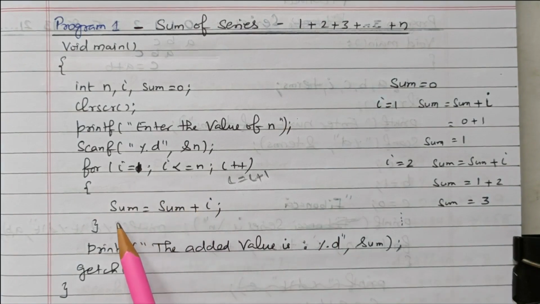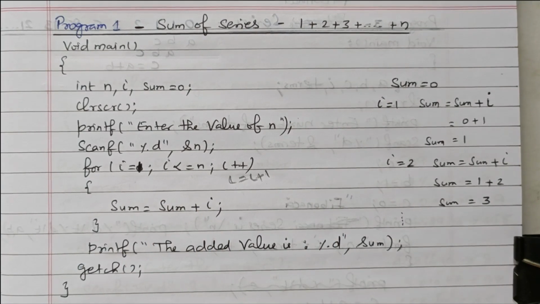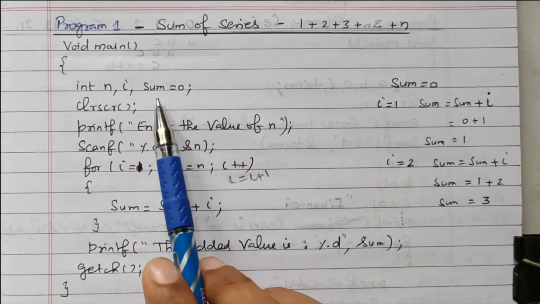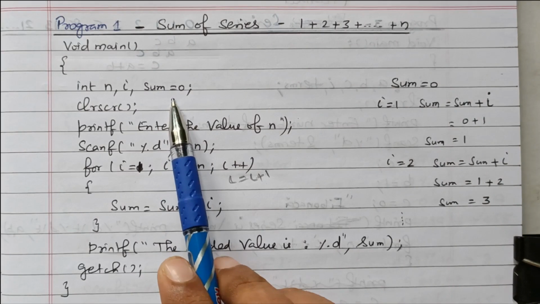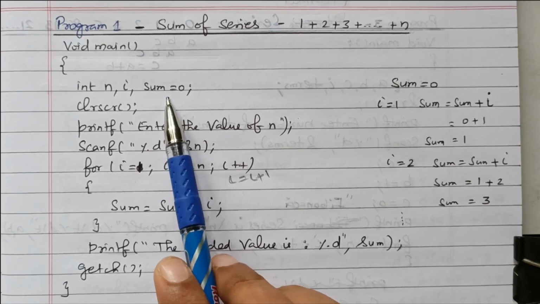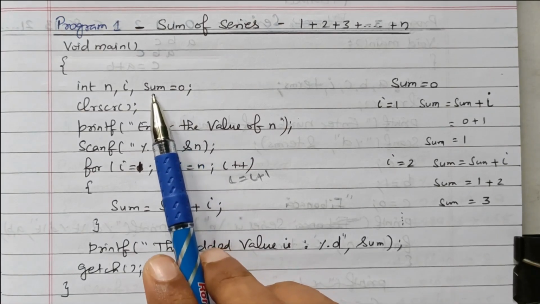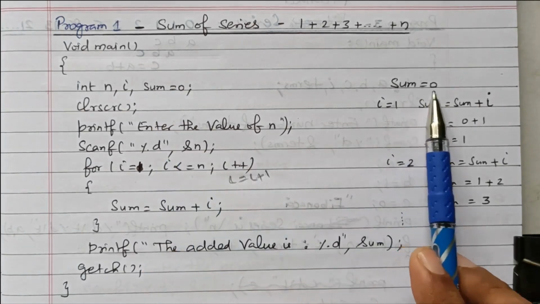For that, we are using sum equal to sum plus i. We'll see how it will add these values. We'll take initially sum equal to 0. We assume that initially sum equal to 0. Then only the memory buffer will be cleared. What we are adding will be added into the sum, so that we are clearing the memory with sum equal to 0.